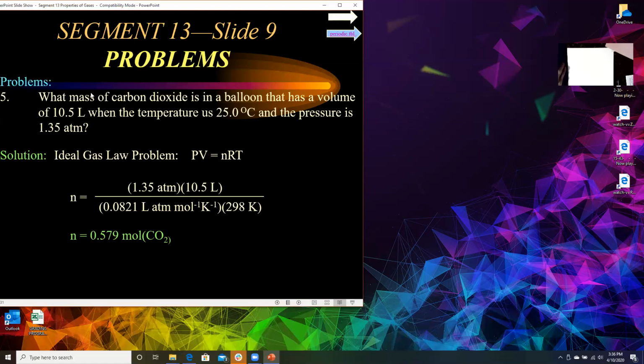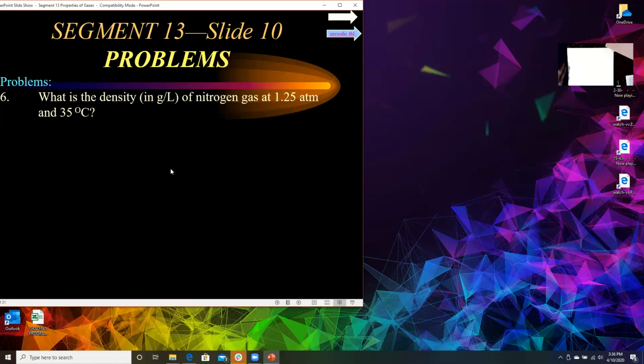But the answer needs to be in mass. So I need to do a conversion. And all I have to do is take the number of moles and multiply by the molecular weight of CO2, which is 44. And we come up with 25.5 grams of carbon dioxide.